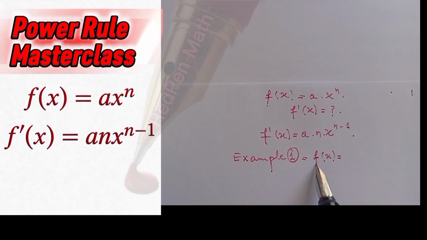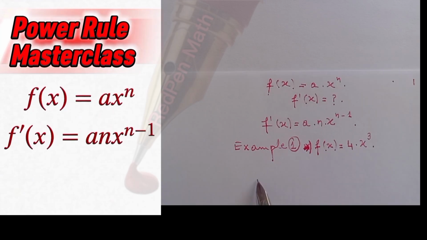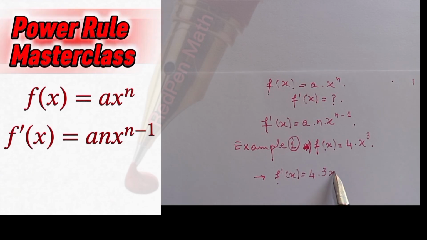Example 1. f of x equals 4x cubed. The power is 3, and the coefficient is 4. 3 times 4 is 12, and the power becomes 2. The answer is 12x squared.